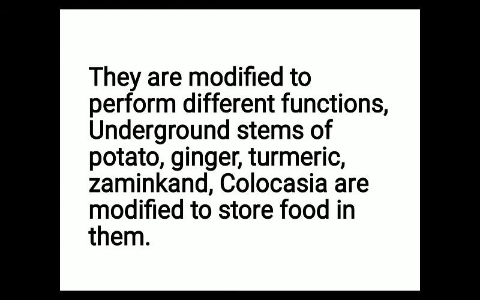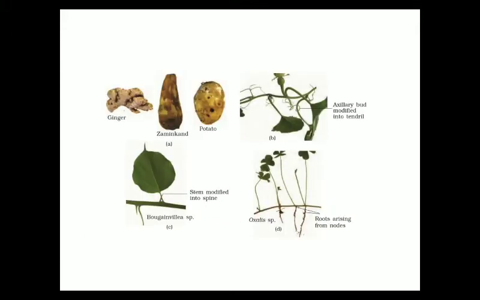Stems are modified to perform different functions. Underground stems of potato, ginger, turmeric, zamikand and colocasia are modified to store food. So this is the first modification of stem. In this case we can see that stems are modified as a storage organ. So they will store the food. And what are the examples? Potato, ginger, turmeric. These are the examples where we can see that the stem is modified as a storage organ.